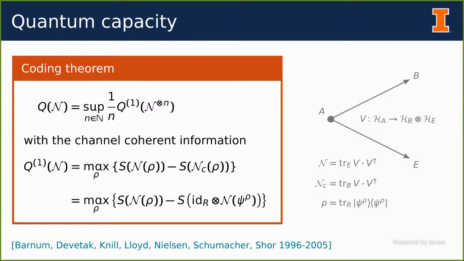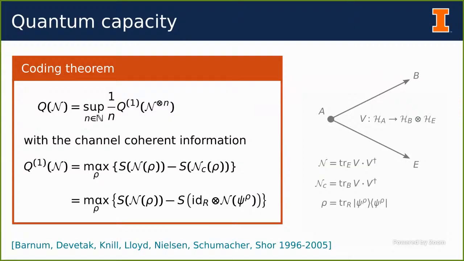Anyways, I do not know who came up with this first. Okay, and so now we have two channels. We have the channel itself, and we have this complementary channel that somehow models how much we lose to the environment. And now the coherent information, or at least one part of this formula, tries to measure how much more information we can get to the receiver versus the environment.